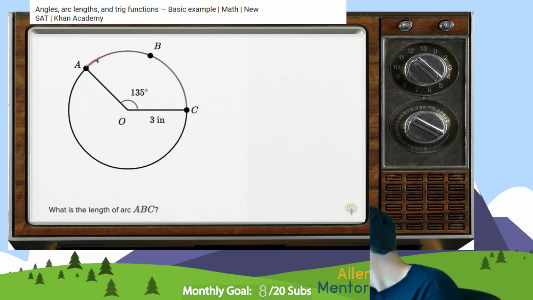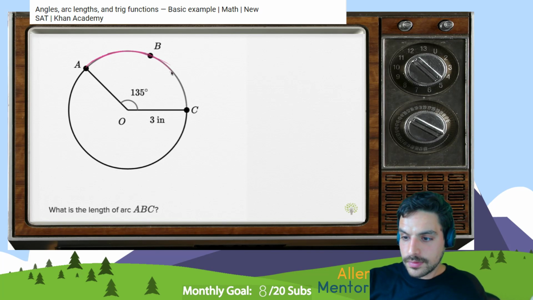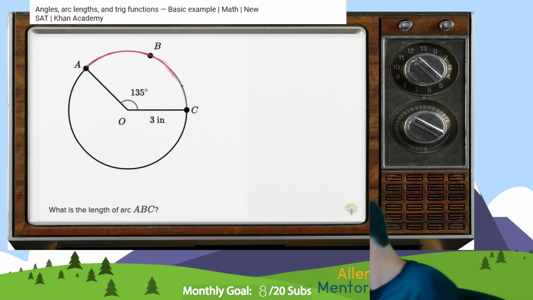ABC is this arc right over here. And the reason why they have to give us 3 points is that if they just said arc AC, it would still be ambiguous because there are 2 arc ACs. It could be this arc right over here, or this arc over here. And so when they tell us B, we know that we're going from A to C through B. So by giving us that third letter, it resolves the ambiguity on which arc we're talking about. So what is the length of that arc?